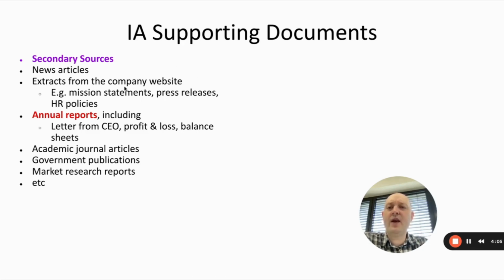Next up, extracts from the company website. So if you're doing IKEA, for example, then you can go to their website and you can see things like their mission statement. They're probably going to do press releases where they talk about what's happening. They might have policies about how they treat their staff and what they pay their staff, etc. So this is a really, really good one to use. And it also gives you a different opinion because news articles will be written by someone outside the organization, and extracts from the company website will be written from people within the organization. So you're going to get a different set of opinions there. Another one really, really good is the annual report.